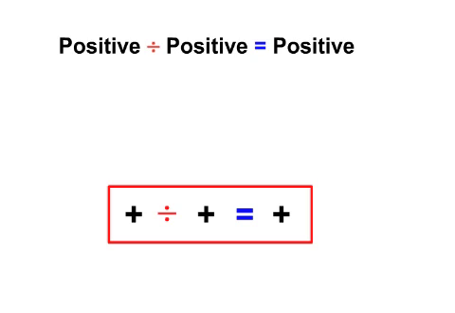So let's look at them one by one. Plus divided by a plus is a plus. 36 divided by 9 is the same as positive 36 divided by positive 9, which would give us an answer of positive 4.